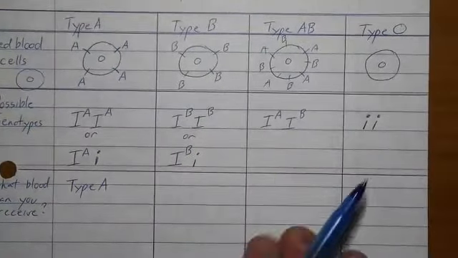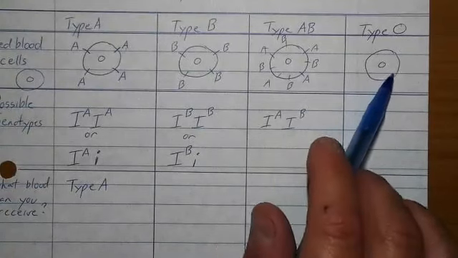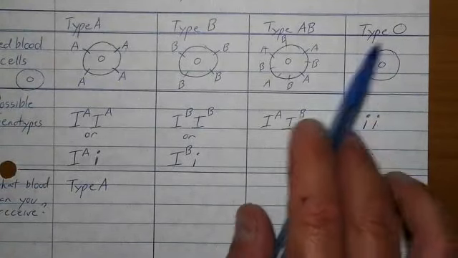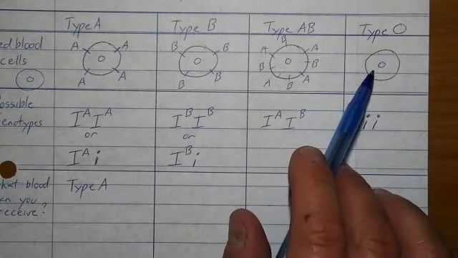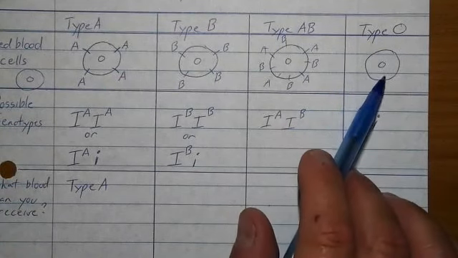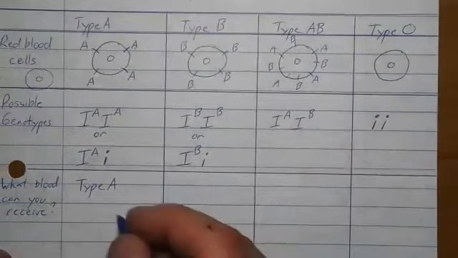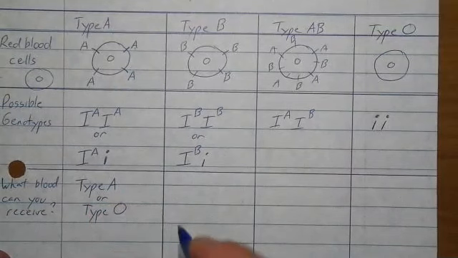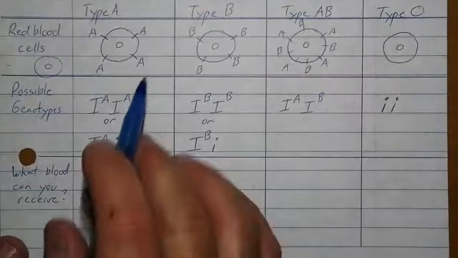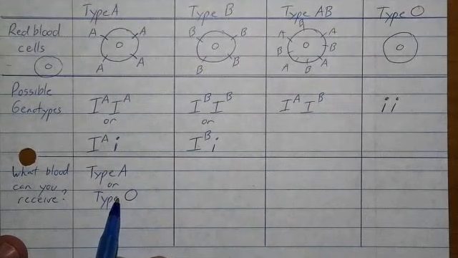Can you take type O? Well, there's no A's and there's no B's. There's nothing. So would your body have anything to say you don't belong? No. Your body looks at this and goes, oh, there's nothing there, so I guess you're fine. So yes, you can take type O blood. So if you have type A, you can take type A or type O.